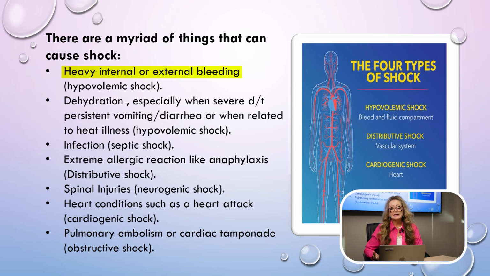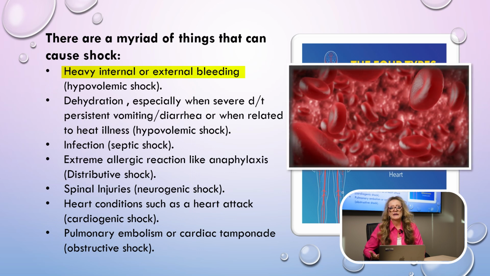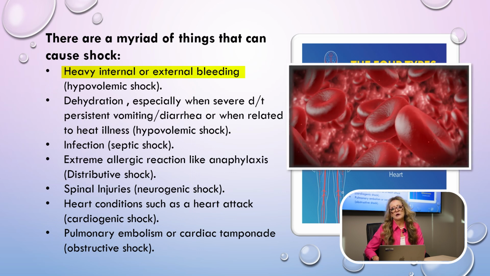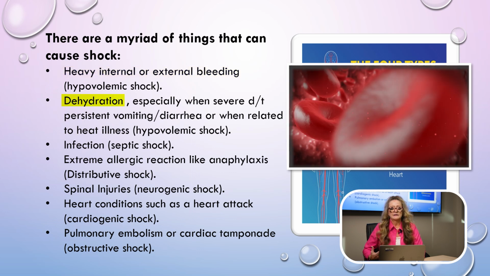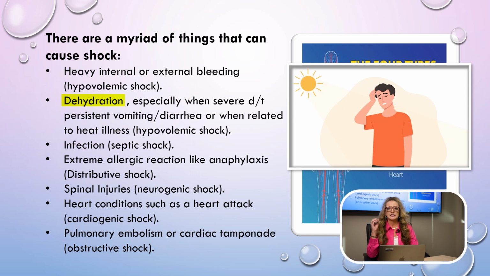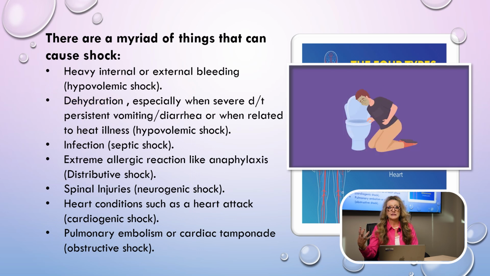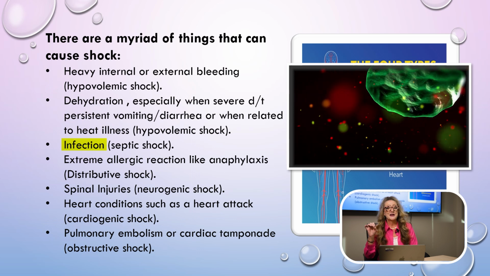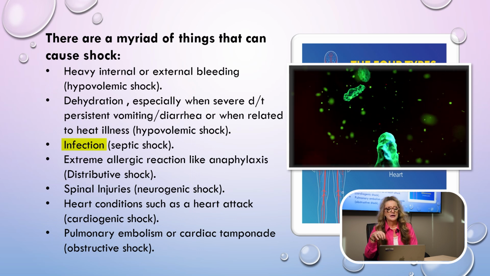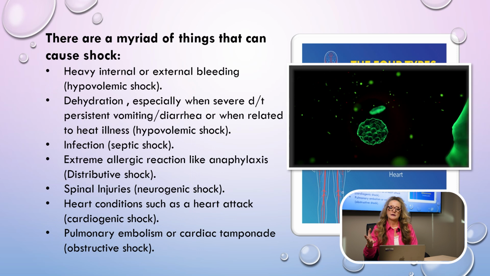Heavy internal bleeding, like by trauma, if somebody had a gunshot wound to their femoral artery and they start bleeding out, well, they're not going to have enough blood flow. Dehydration, that's another form of hypovolemic shock, especially if it's severe dehydration, when you've been in the sun a long time, have heat illness, if you've got persistent vomiting or diarrhea, that can lead to hypovolemic shock. Infection, we've all heard about septic shock, and we're going to go into a little more detail about septic shock. It will be awesome. Stay tuned in a few videos to come. But infection can lead to septic shock.